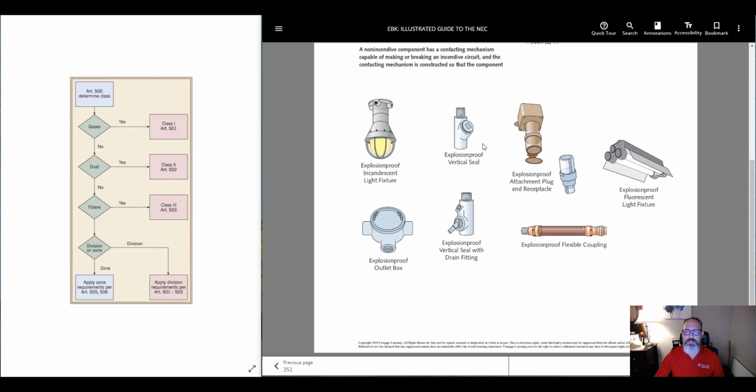Another common device is called an explosion-proof seal, and there are different types. There are horizontal and vertical seals, and each of these has a letter code. These were called EYSs: EY with a seal, S for seal, and I'll show you those in just a second. And then explosion-proof flexible coupling. These come in short lengths, but if you need a flexible fitting to a motor in an explosion-proof area, you can get a flexible piece of explosion-proof conduit for that.